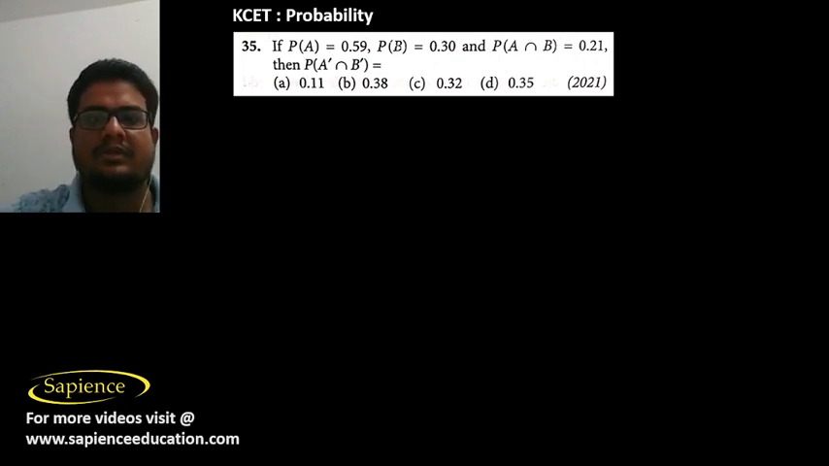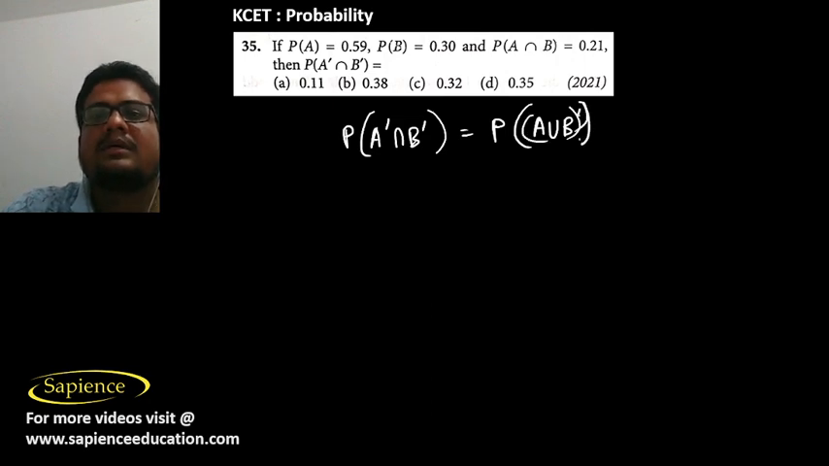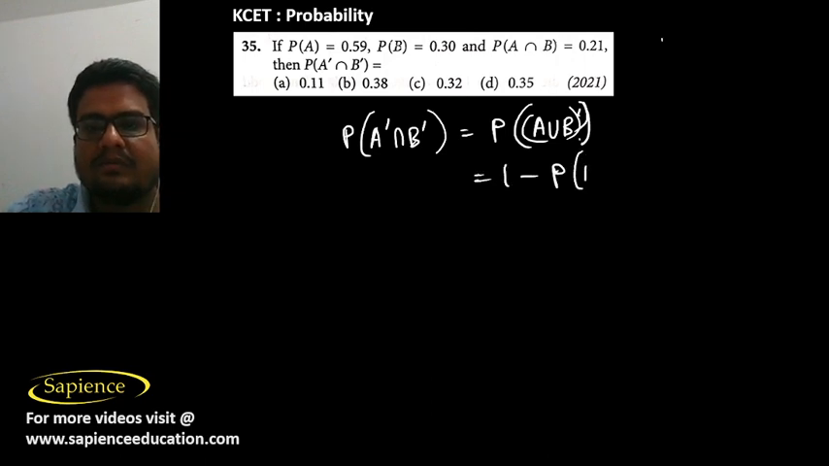In question number 35, you have to find P of A, P of B, and P of A intersection B is given. Then you have to find the probability of A complement intersection B complement. So this will be P of A union B whole complement. Since we are applying De Morgan's law, that is equal to 1 minus P of A union B.